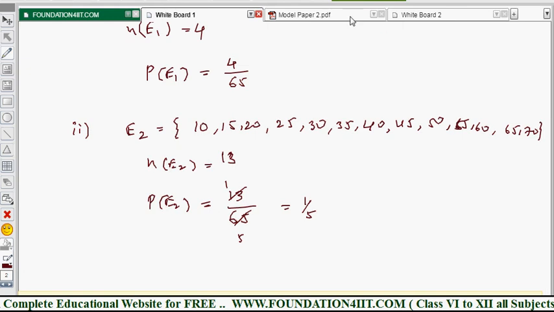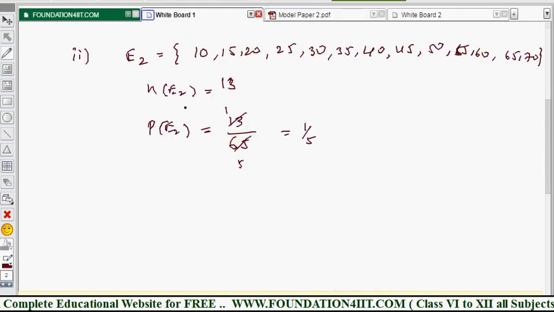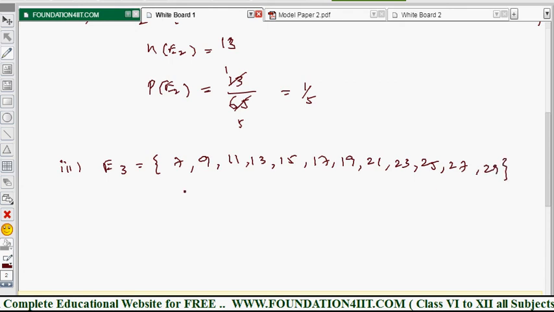And next is an odd number less than 30. Let us take this as event 3. An odd number less than 30 means 29 and below. Starting is 7, because 6 is an even number: 7, 9, 11, 13, 15, 17, 19, 21, 23, 25, 27 and 29. That's it. So n of this event is 12. Then the probability that the card drawn is an odd number less than 30 is 12 by 65.